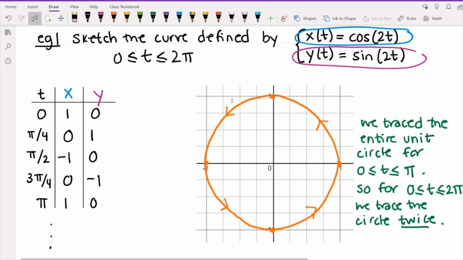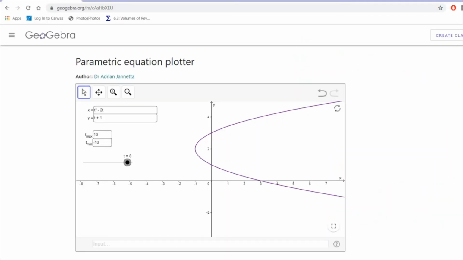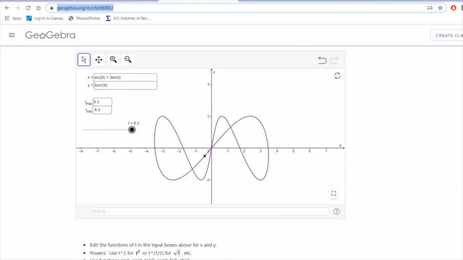Or you could figure out a way to write a unit circle where instead of starting at 0, 1, it actually starts at 1, 0. So there are lots of different ways to get the exact same shape, but some of the details will be different when you change the equation up. So I just want to show you one more thing on this grapher, just to show you a couple of other cool examples.